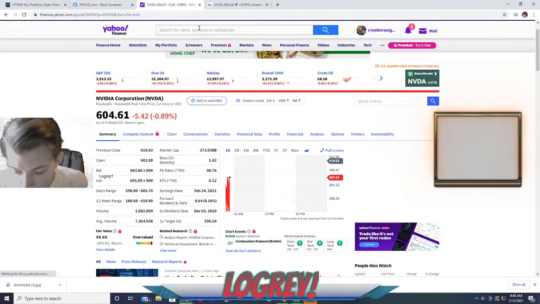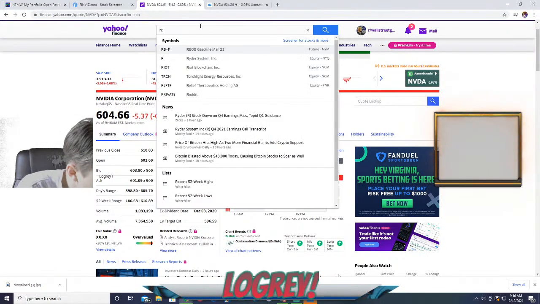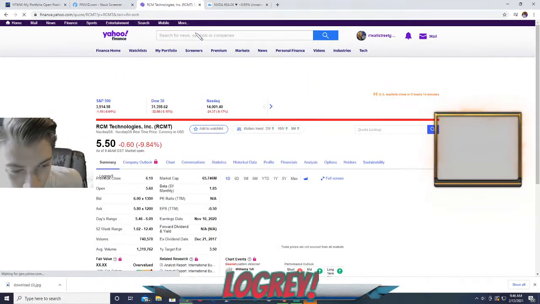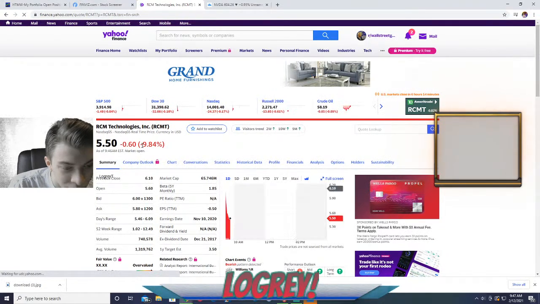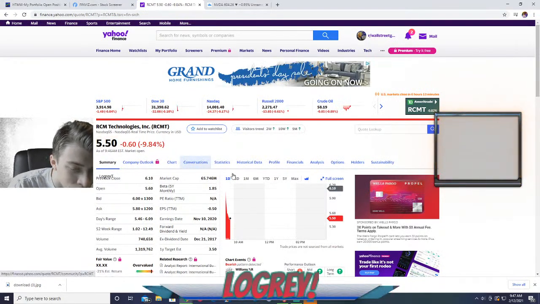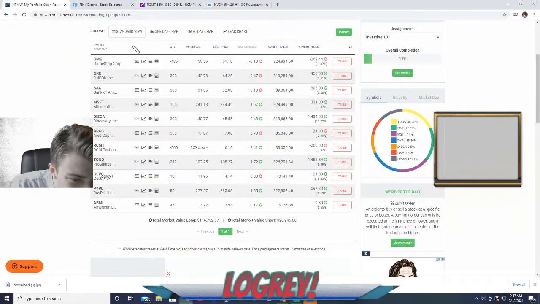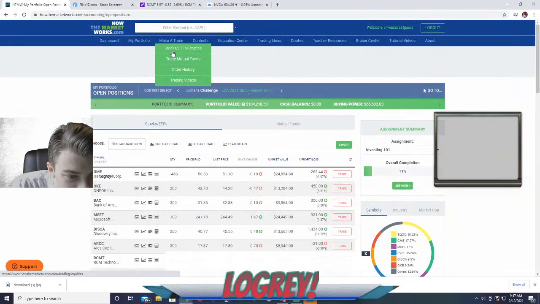As you can see, let's go to RCMT again. It's just consistently going down. Already at $5.50, gone down almost 10%. I'm honestly just mad that it didn't fill my order when it was $6.10. I set a limit order, so you can set limit orders on here.